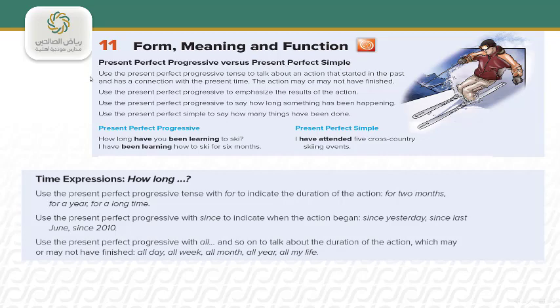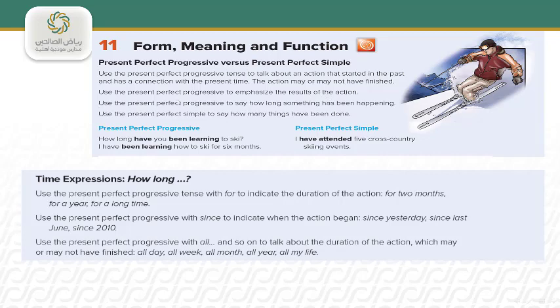The first difference: use the present perfect progressive tense to talk about an action that started in the past and has a connection with the present time. The action may or may not have finished. Use the present perfect simple to emphasize the results of the action.